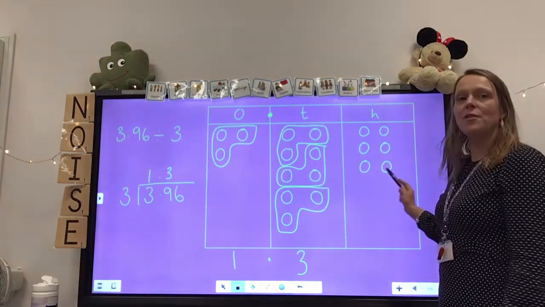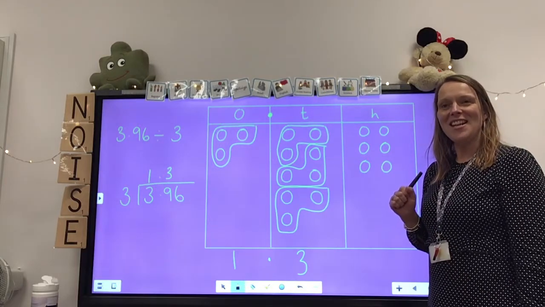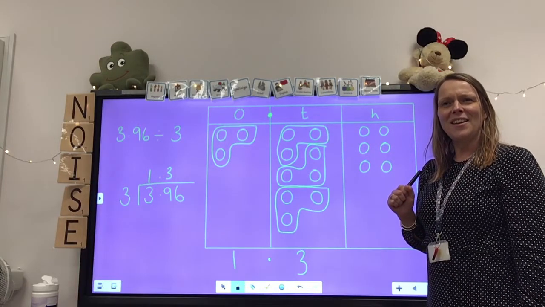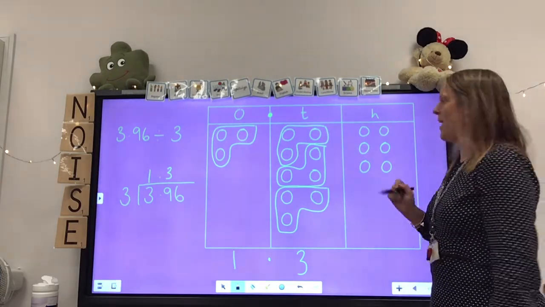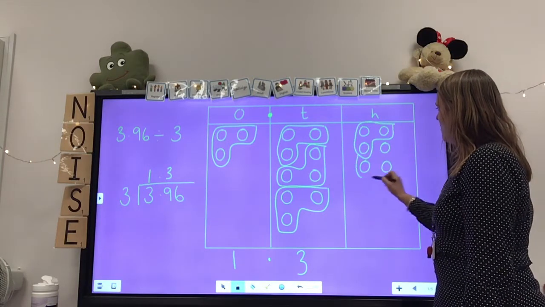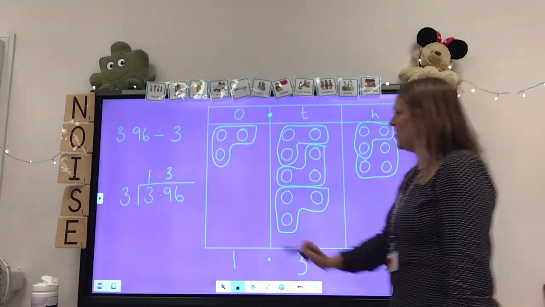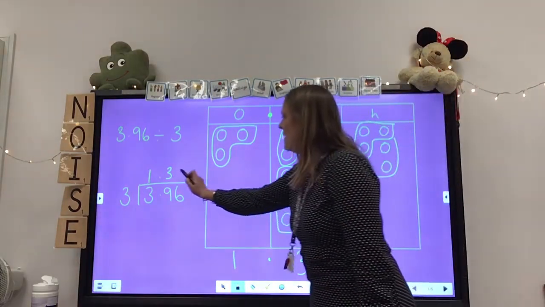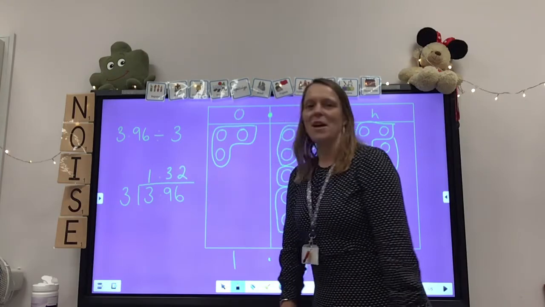Okay, so I now move on to my hundredths column. I've got 6 hundredths. How many groups of 3 do we think I'm going to have, Miss Jennings? Any idea? 2 groups of 3, I think. 2 groups of 3. Let's see if Miss Jennings is right. She knows her division facts, I think. 1 and 2. Give yourself a pat on the back, Miss Jennings. She is correct. So we have 2 groups of 3. So 2 groups of 3 and 6. That gives me an answer of 1.32.